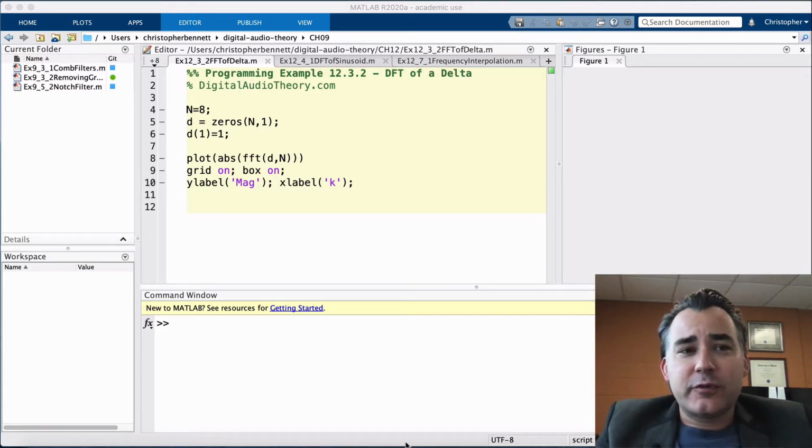For a particular frequency bin, we'll call k, if that frequency is present in the signal, then the magnitude of the DFT for that signal will be large at that frequency bin, and vice versa. If that frequency is absent from the signal, then the magnitude at that frequency bin of the DFT will be close to 0.